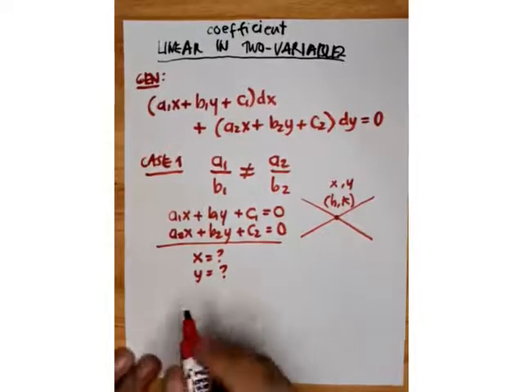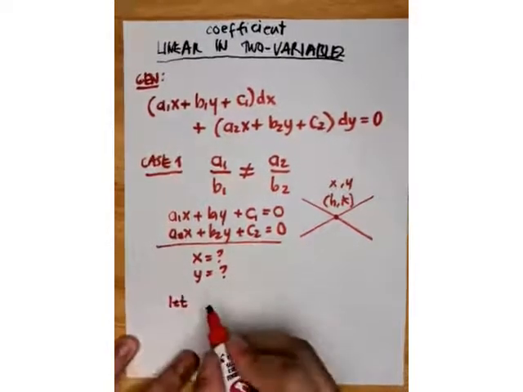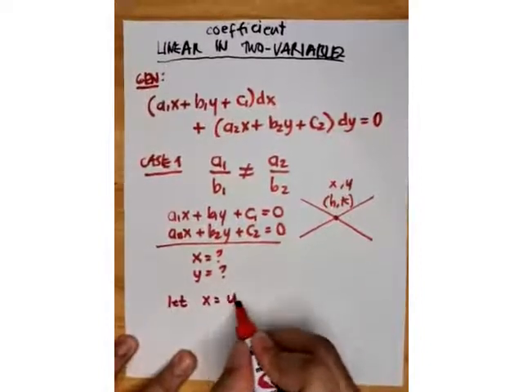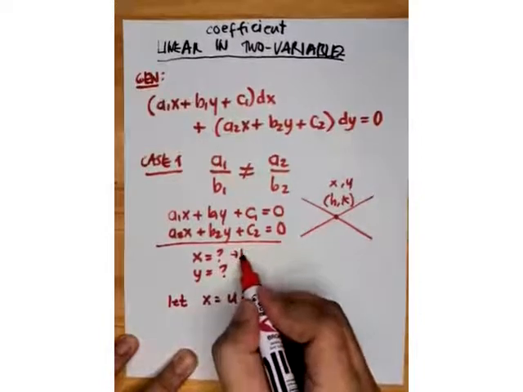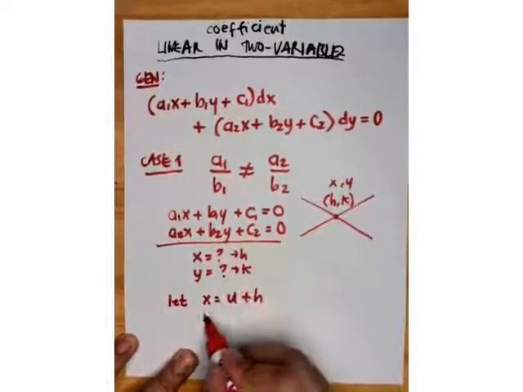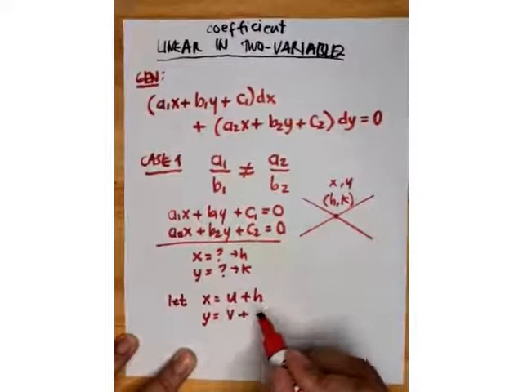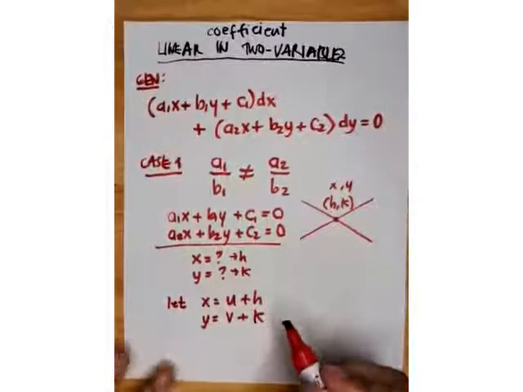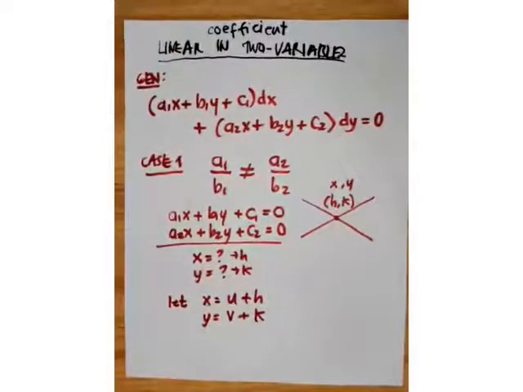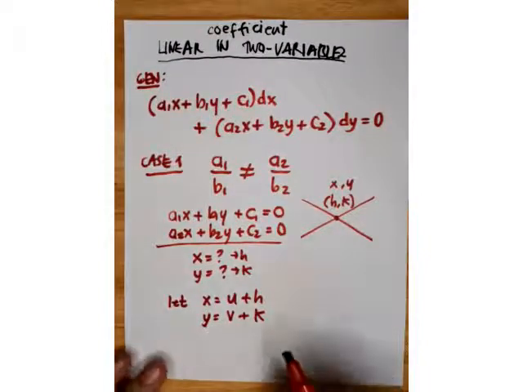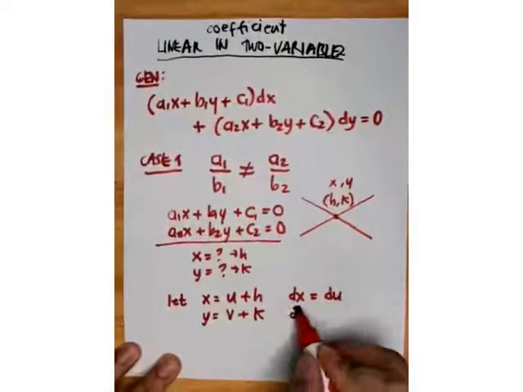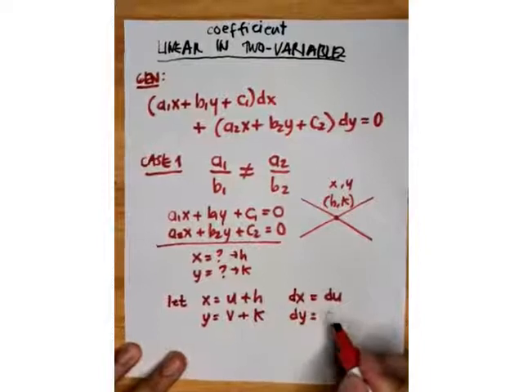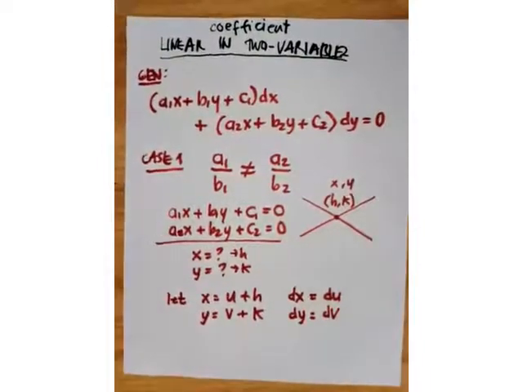So we will let x = u + h, where h is the value we got, and y = v + k. Then we take the derivative, so dx = du and dy = dv. Okay?